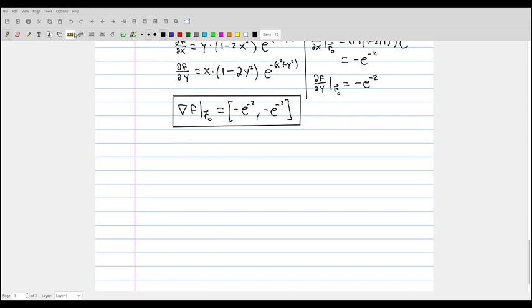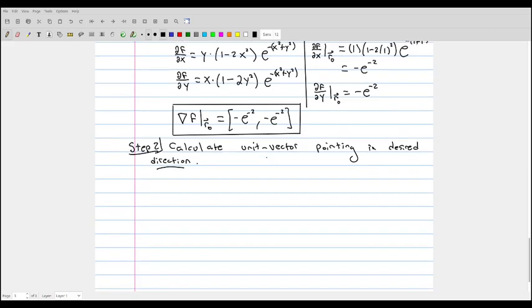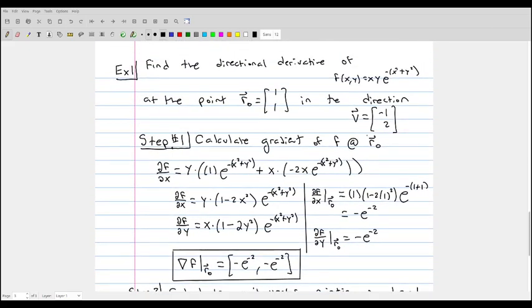So this concludes step 1 of this directional derivative calculation. Step 2 is to calculate the unit vector pointing in the desired direction. This is the direction that we're calculating the directional derivative in. So in this case, the direction that we want the directional derivative in is this direction right here.